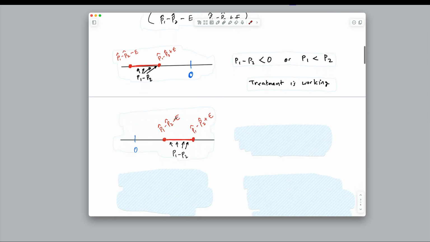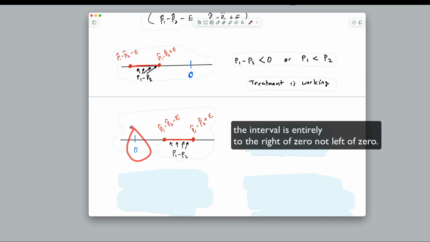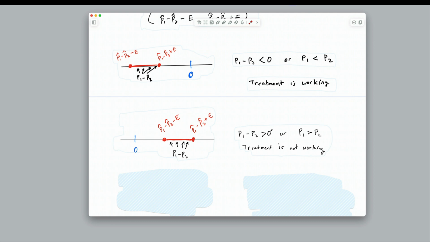However, sometimes the result may come out where our interval of values consists of all positive values, and the interval is entirely to the right of 0, which means the interval contains all positive values. What does this mean? It means that the difference P1 minus P2 is greater than 0, or P1 is greater than P2, and that would indicate people are actually getting more sick than the control group, and the treatment is definitely not working.